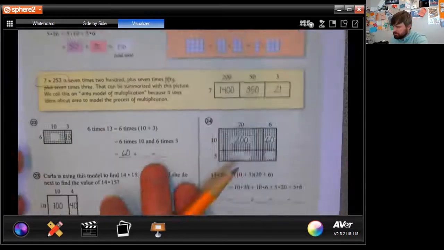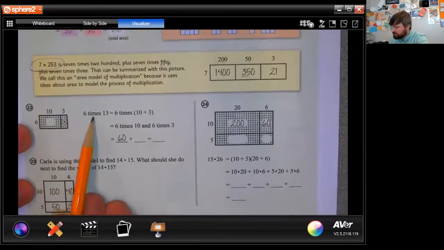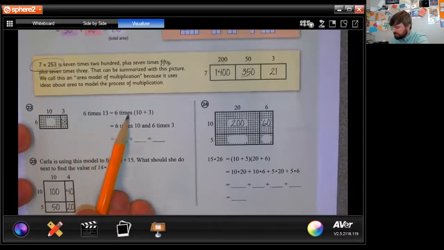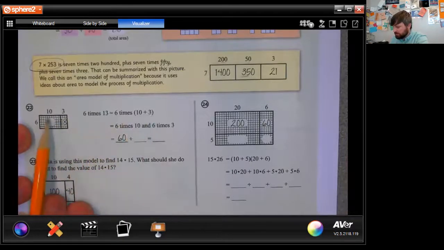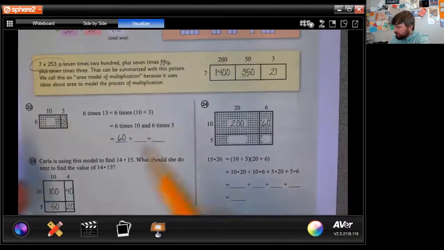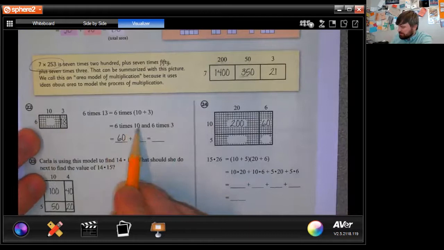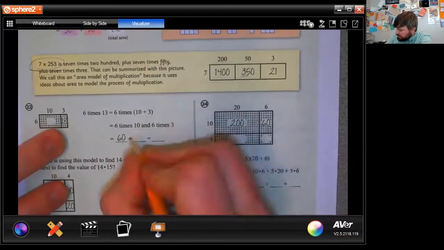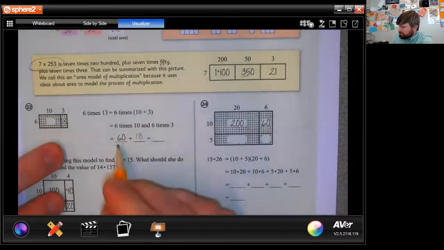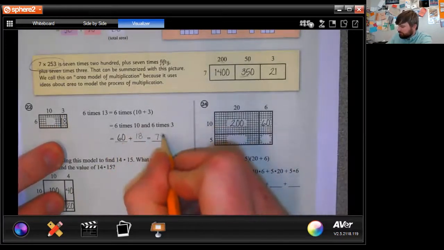So here on 22, 6 times 13 is 6 times 10 plus 3, because we added those two together to get the 13, or we broke them apart. So 6 times 10 is 60, and 6 times 3 is 18, and 60 plus 18 is 78.